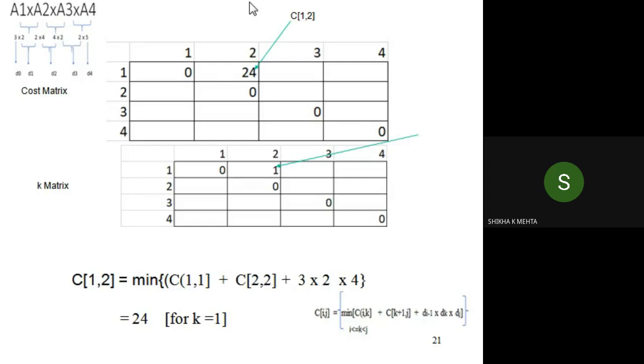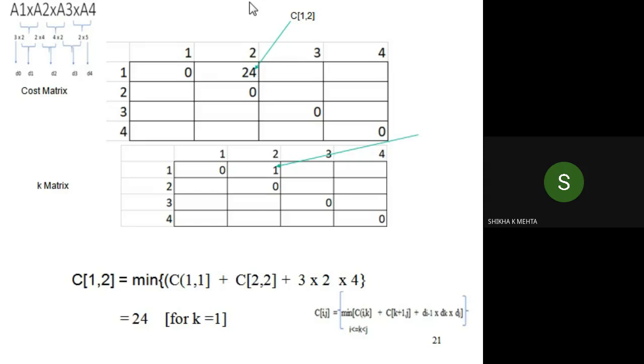So C_ik is C11. What is the value from the matrix for C11? It is equal to 0. Then we have plus C_k+1, j. k is 1, so it becomes 2, and j is equal to 2, so it becomes C22. From the cost matrix, C22 is also equal to 0.